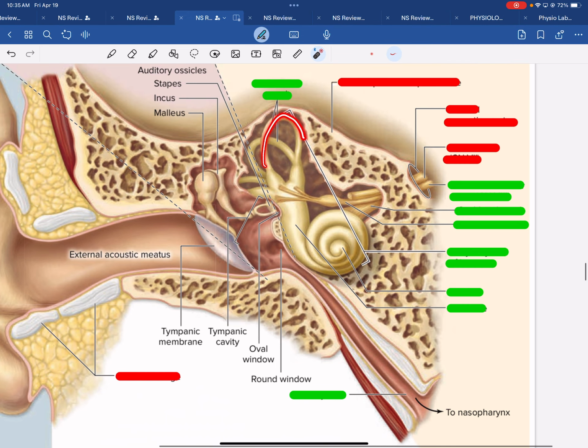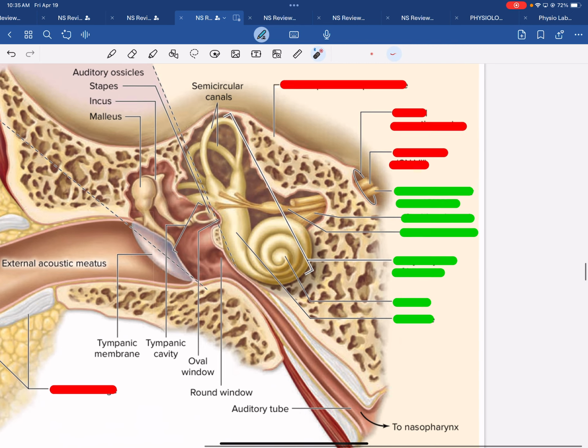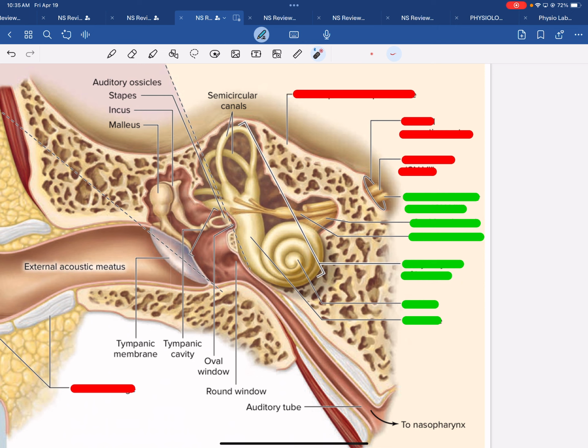What are these? This is semicircular canals. Good, semicircular canals. What is this? This is the Eustachian tube. Good, Eustachian tube, auditory tube, pharyngotympanic tube. There's a lot of names for it. Good. Okay, what does this tube do? That connects to the nasopharynx. Oh, it helps to equalize the pressure.